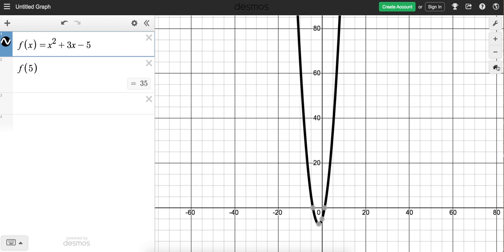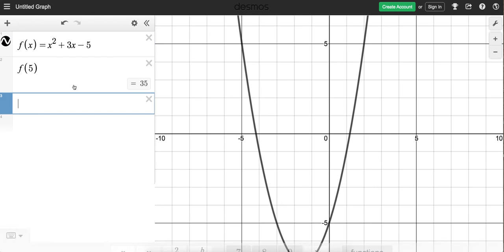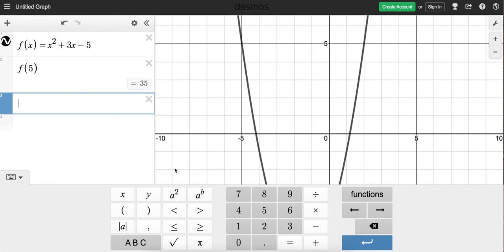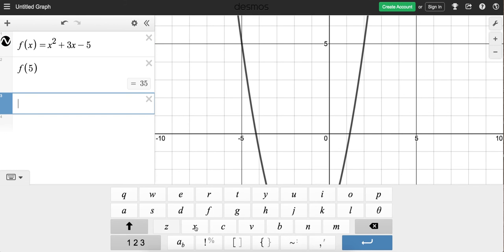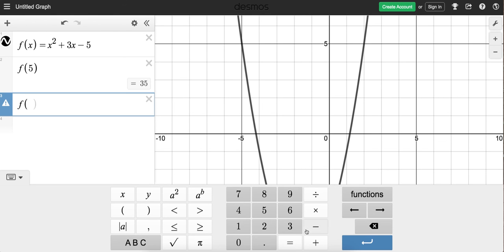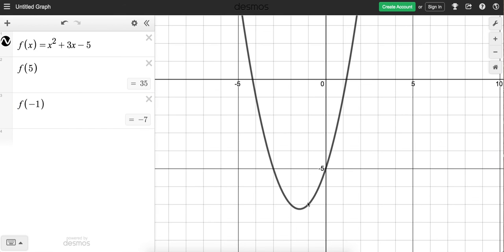So also really helpful, especially when dealing with even powers, evaluating negative numbers. So if we do f of -1, and again we just use the minus sign in Desmos, we'll get -7. So looking at f of -1, we get -7. So the point on the graph.